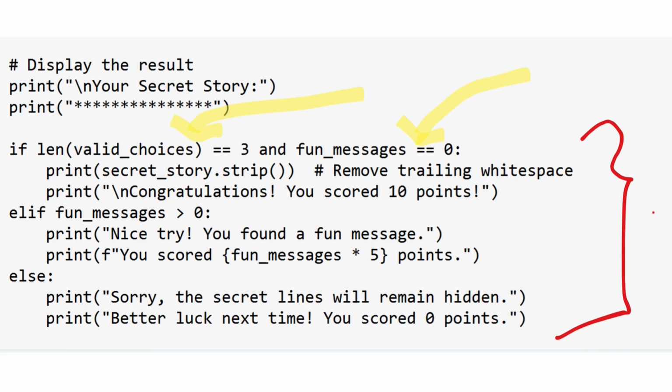And what if the user really selects some invalid choices like 4, 3 and a dot notation or a star notation? Then normally he or she won't make any secret story here. So they'll get a message like, sorry, the secret lines will remain hidden and better luck next time, you scored 0 points. So this is what the user is going to get.